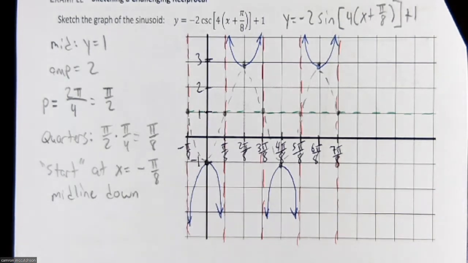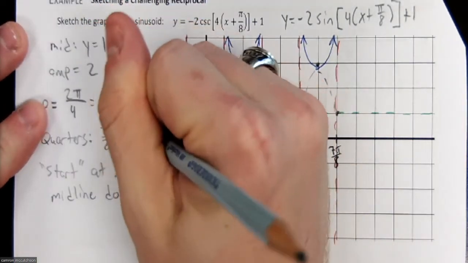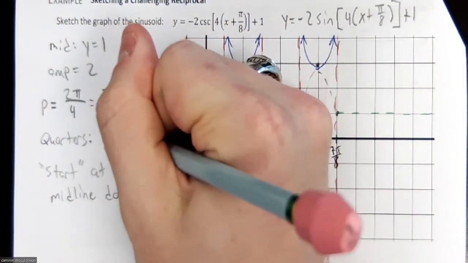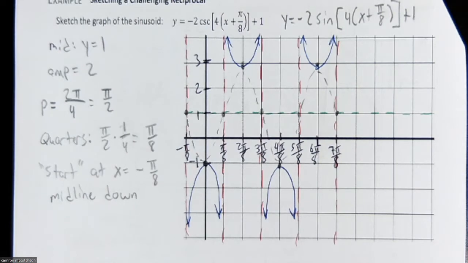Yes, sir. What can I do for you? When you did the quarter, why did you do pi over 4? I meant to say 1 over 4, not pi over 4. My apologies. Good catch on that. Well, you should have said something. It makes me look stupid.